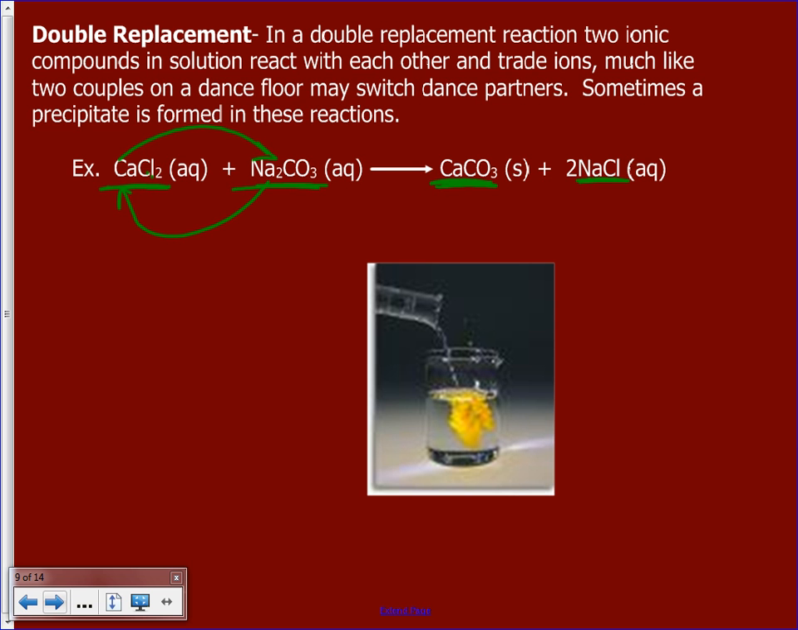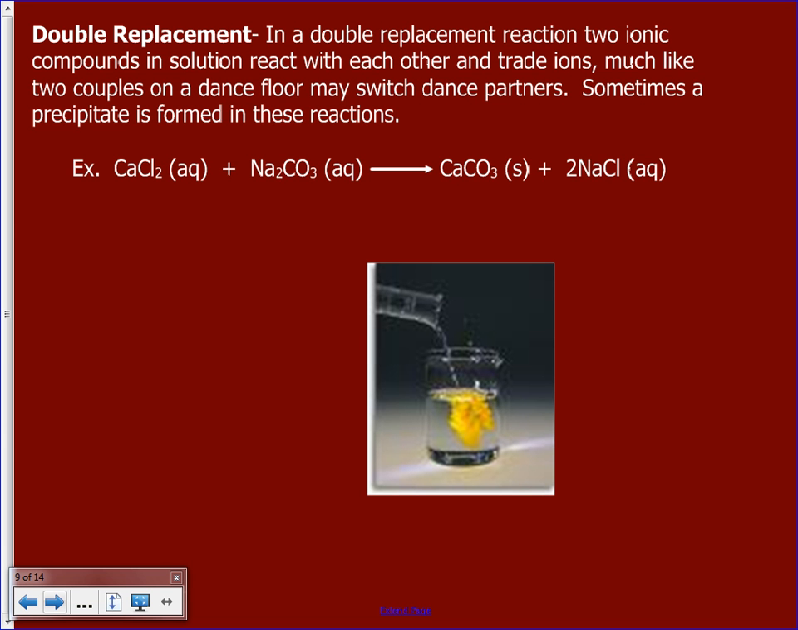Let's double check and make sure that this reaction's balanced. So I've got how many calcium here? 1. How many over there? 1. How many chlorine here? 2. How many over here? 2, right? This 2 applies to everything. That means there's also 2 sodium, and there's 2 sodium over here.